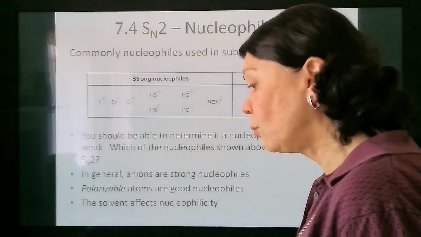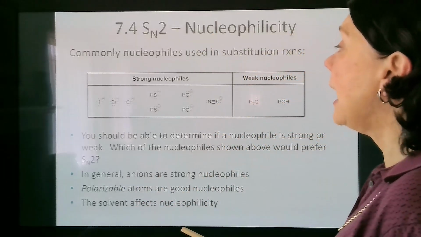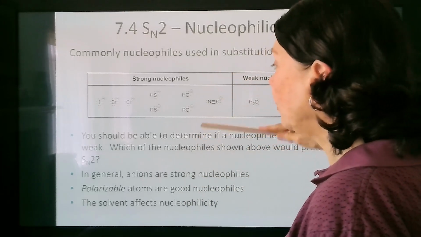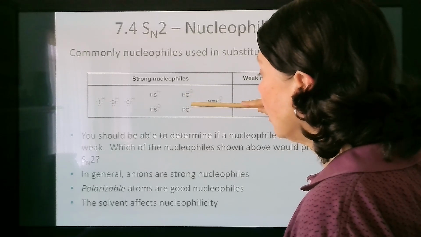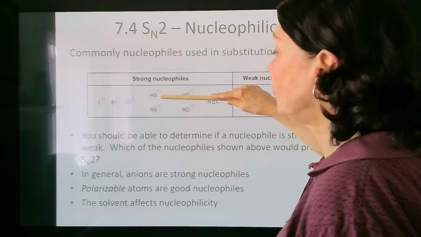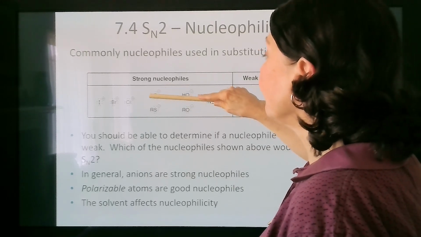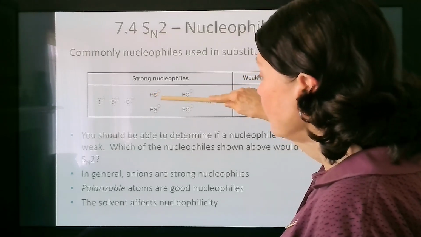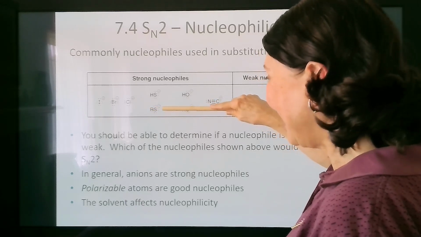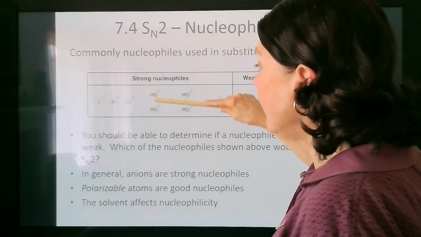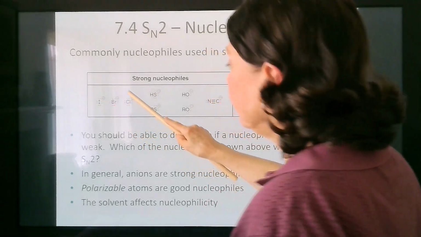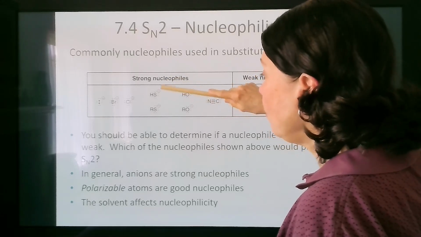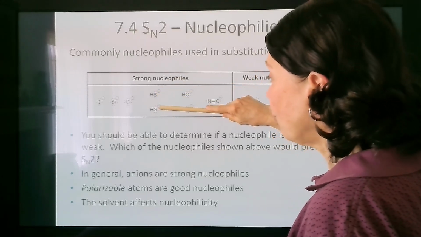This demonstrates again what you just saw a few minutes ago. And what you're going to see is these form some groups. You can see here's hydroxide, alkoxide. This is hydrosulfide, and this is thiolate. And here are your halides.